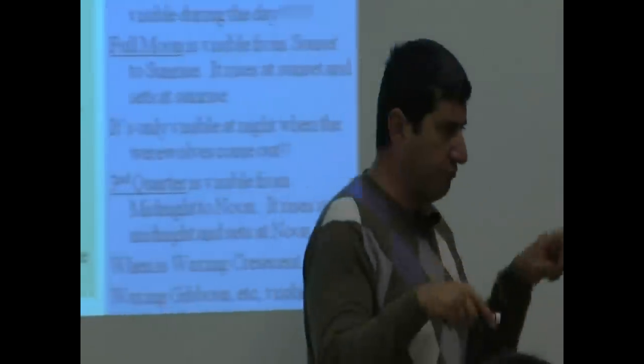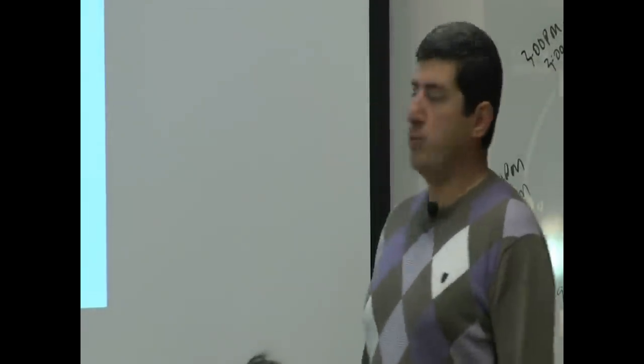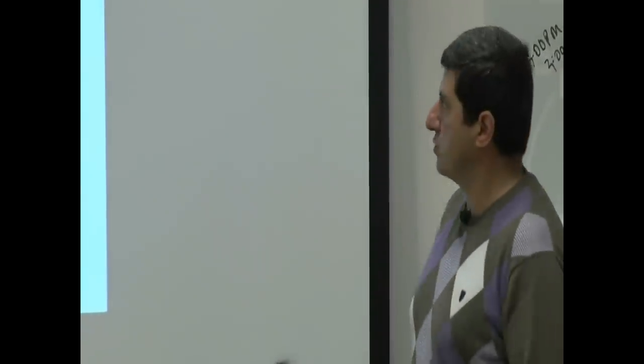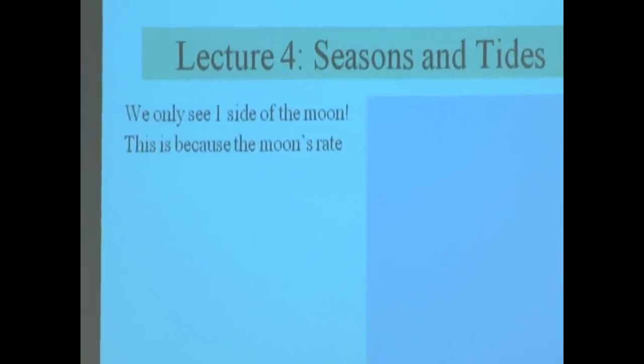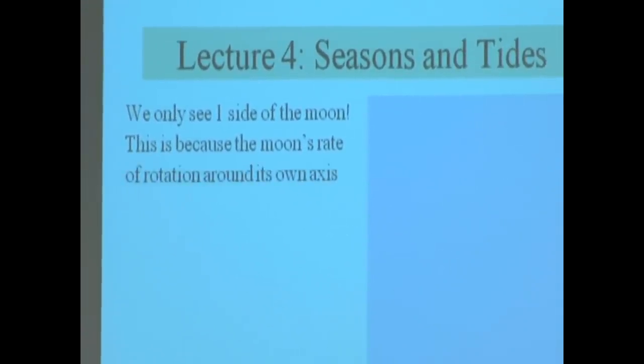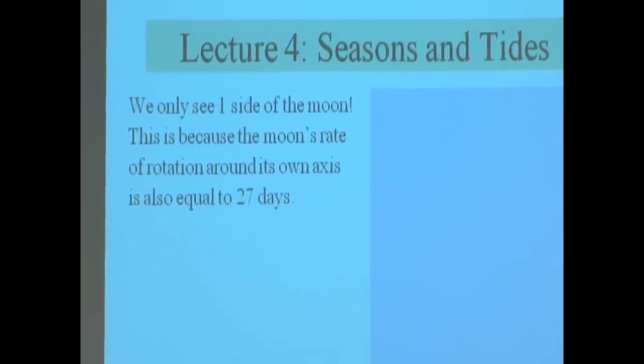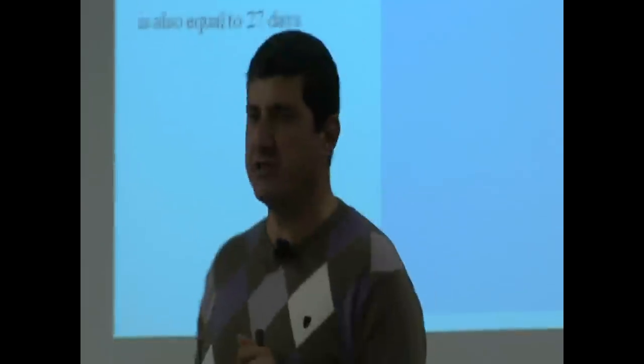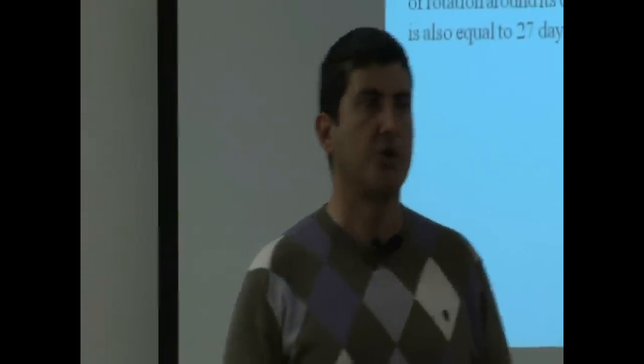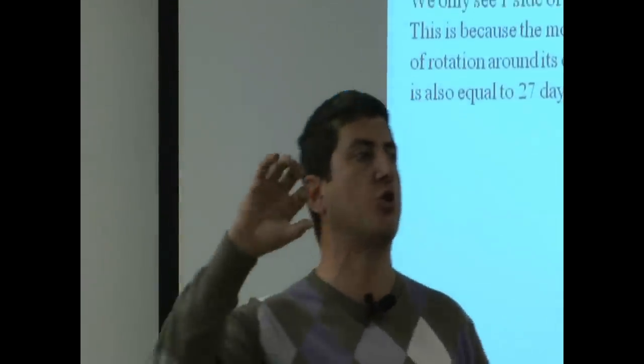Final topic under the moon heading is talking about why we only see one side of the moon. This is because the moon's rate of rotation around its own axis is equal to its rate of revolution around the Earth. The moon takes 27 days to go around the Earth once, and it also takes 27 days to go around its own axis once.